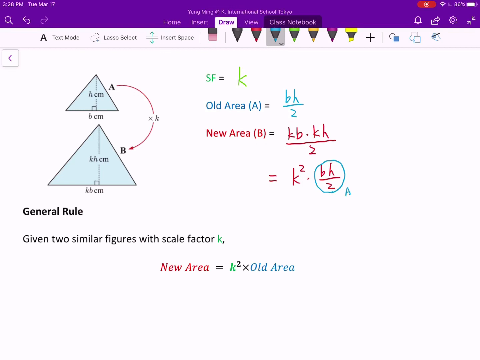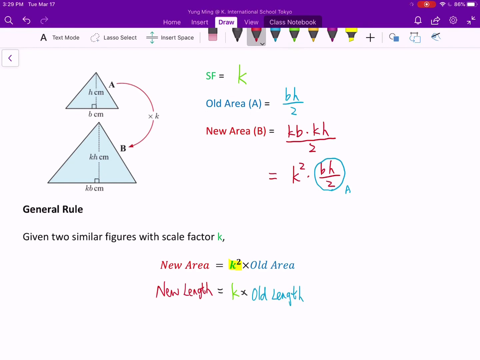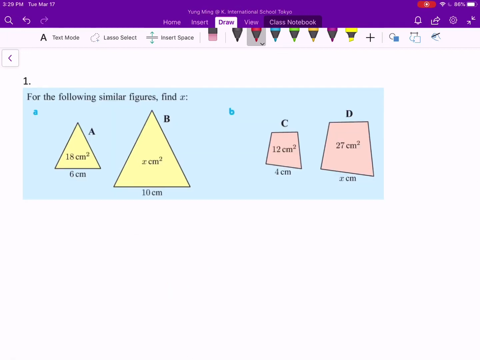So the general rule over here is, if you want to go from the old area to the new area, you do actually need to multiply by, instead of k, you have to actually multiply by k squared. So for side length, you have old side length times k equals new side length. But for area, we actually need to multiply by k squared. Now let's take a look at a few examples. Again, pause the video if you like, we'll come back together.